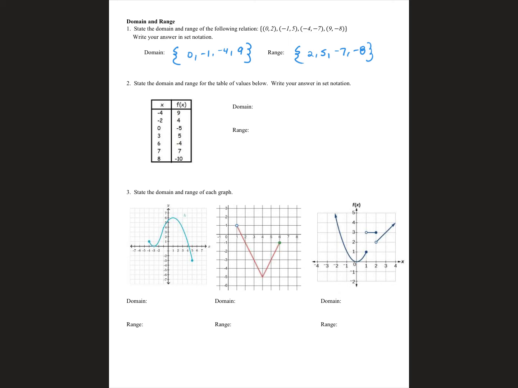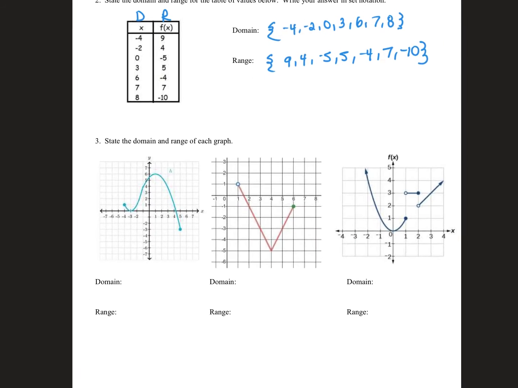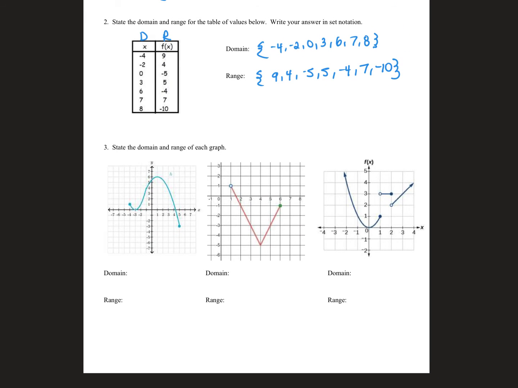Number 2, state the domain and range for the set of table values. Again, write your answer in set notation. So our domain, x values, we have -4, -2, 0, 3, 6, 7, 8. Our range is our output values. We have 9, 4, -5, 5, -4, 7, -10. Moving forward, number 3, state the domain and range of each graph.